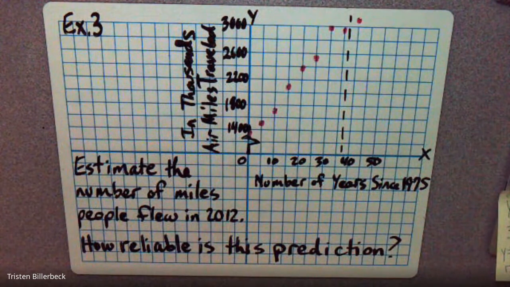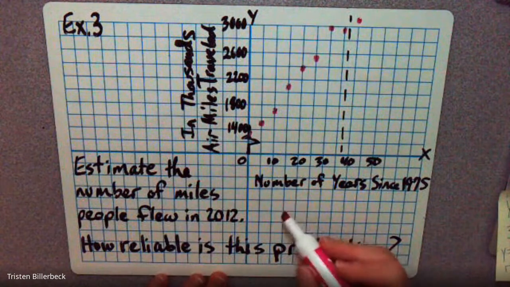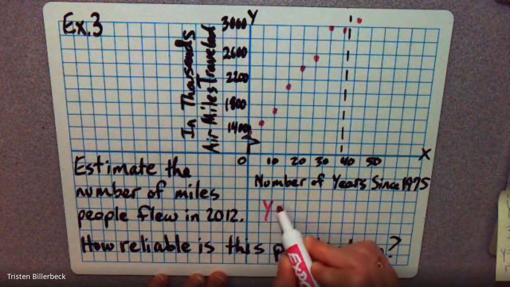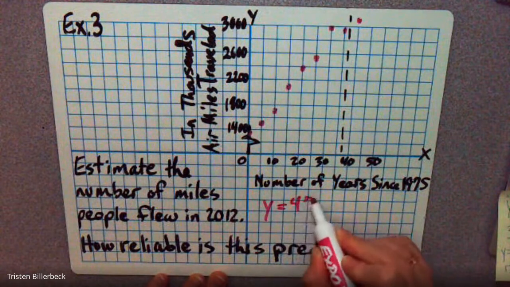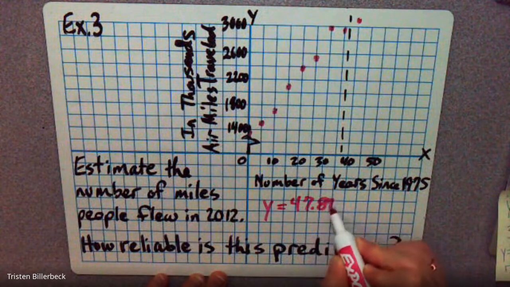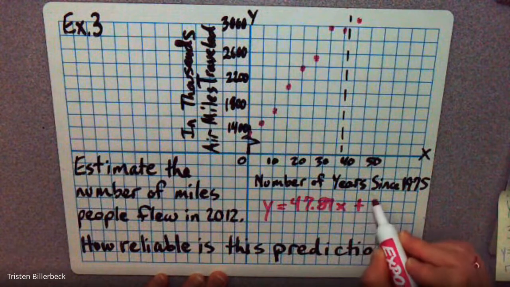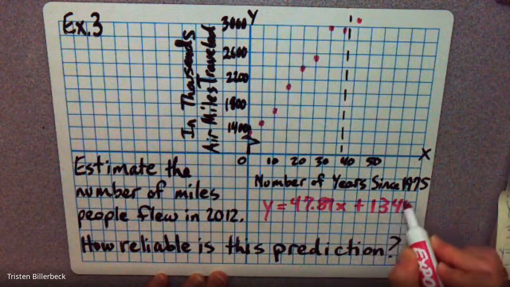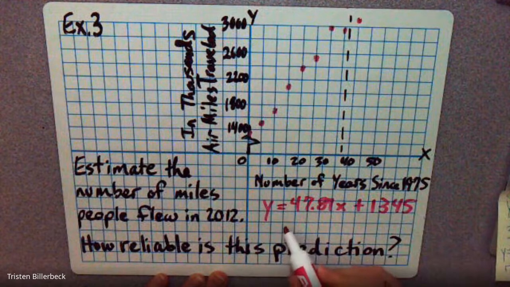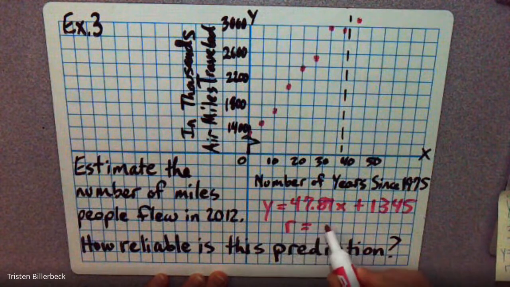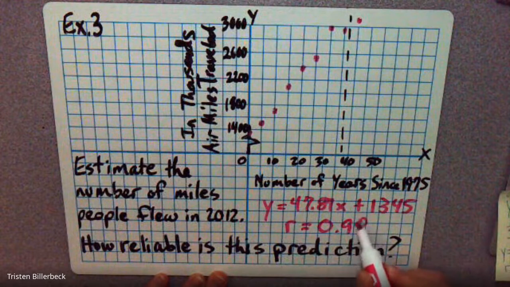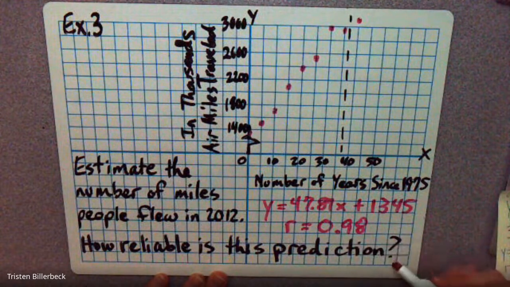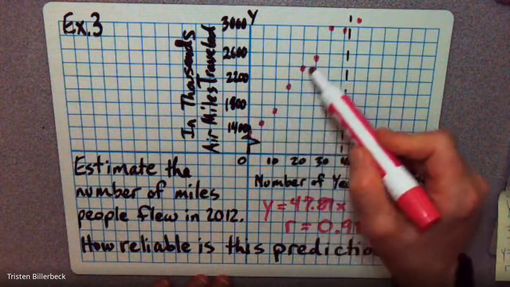So again, I've already put in the data for this into the graphing calculator, and I got the line y equals 47.87x plus 1345. And by the way, I got an R of 0.98. Is that not awesome? That's so close to 1 that means this data is very linear. And you can kind of see it's very linear here.